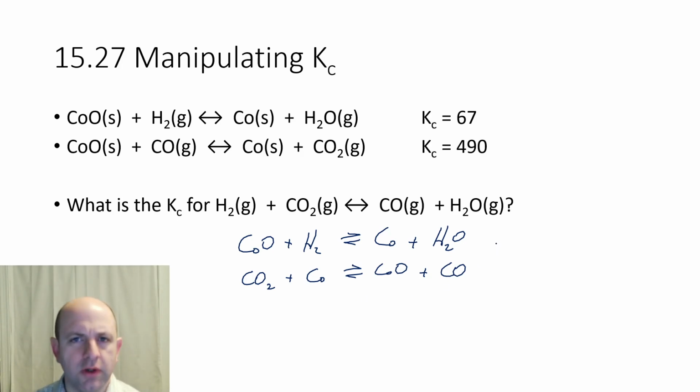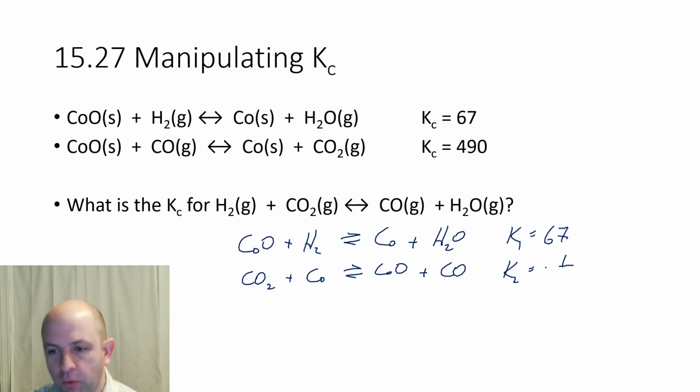So now we say, okay, well, what did this do to our K values? When we looked at this first one, we didn't do anything to it, so K stays the same. So I'm going to call this K1. It'll still equal 67. But the second equation, we reversed it. And so if we think of K normally being products over reactants, if we write the reaction backwards, it's now reactants over products. It's the reciprocal. So this K is now going to be the reciprocal of what it was. It's going to be 1 over 490.